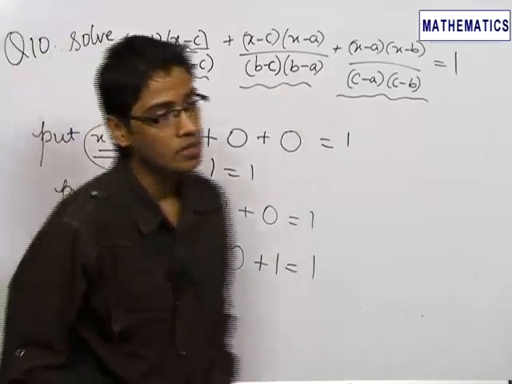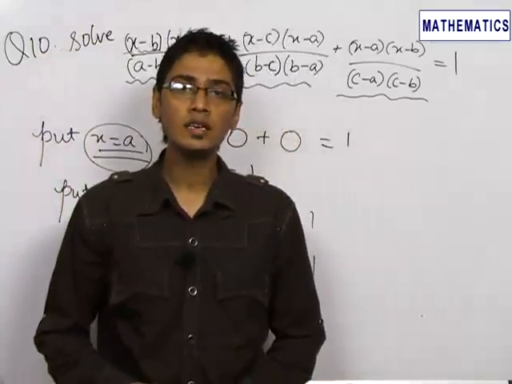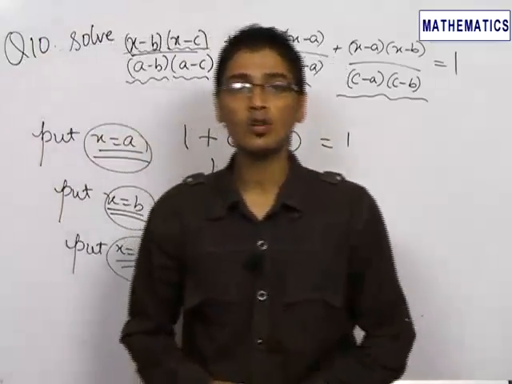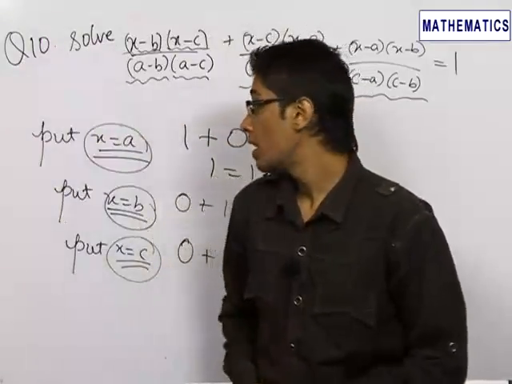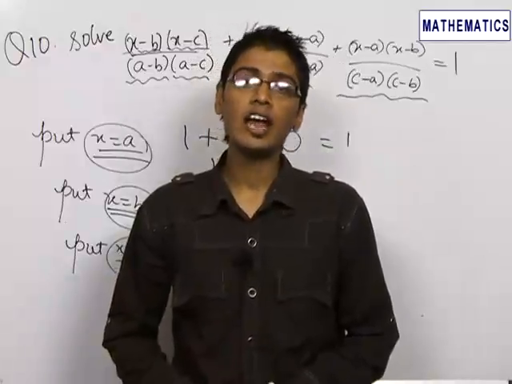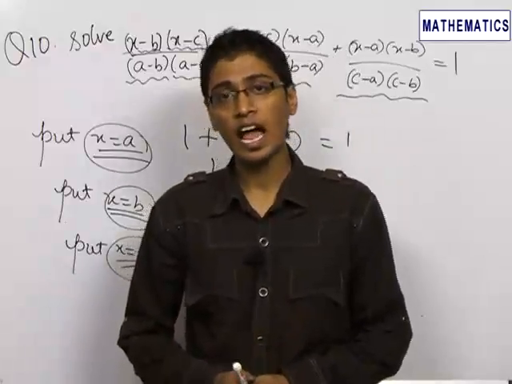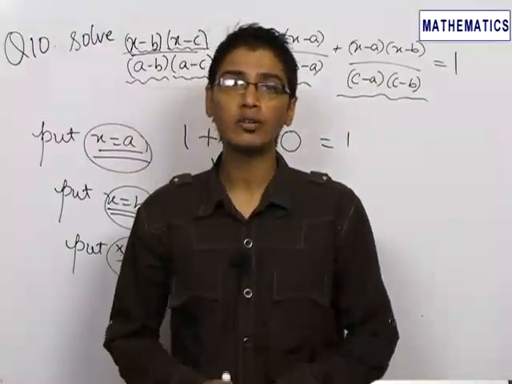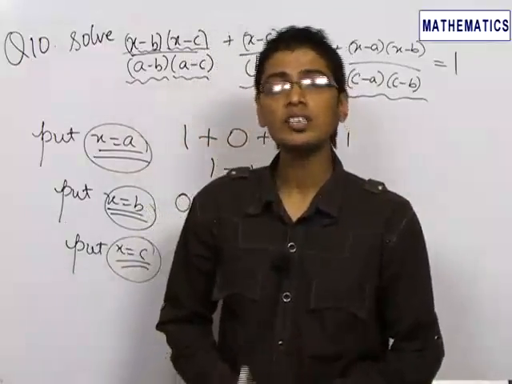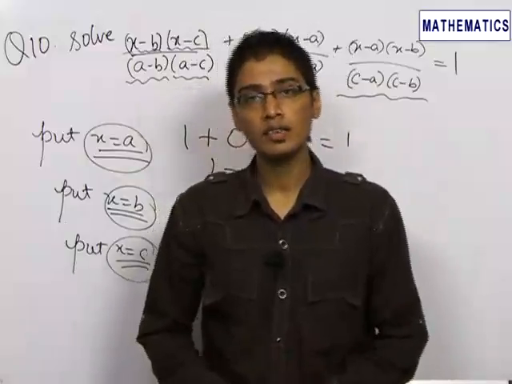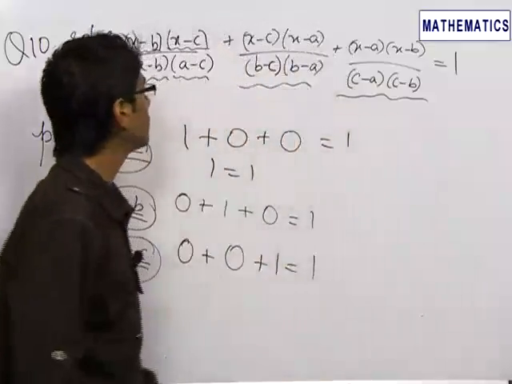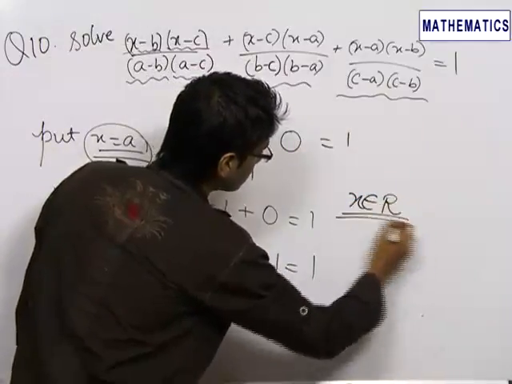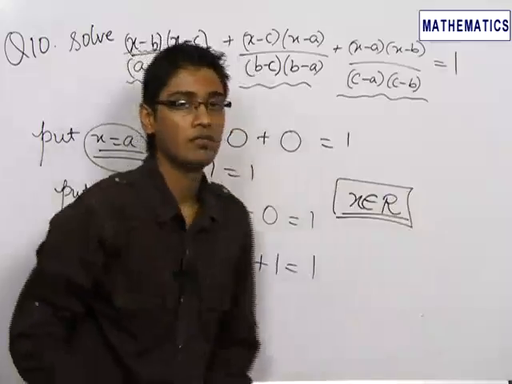Now we see that x equals a, x equals b and x equals c, that is a, b and c, are all three roots of the given quadratic equation, and we know that a quadratic equation can have at most two roots, and we are getting three roots. Hence this is actually not a quadratic equation, it is an identity. So it is satisfied by infinite values of x. So the roots of this equation are x belonging to R, which is the final answer.